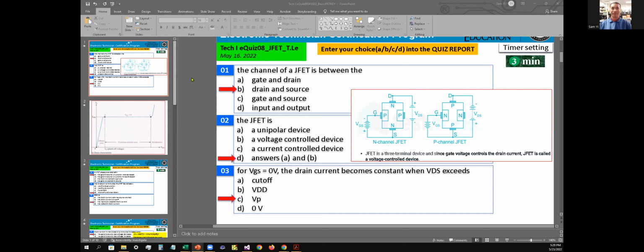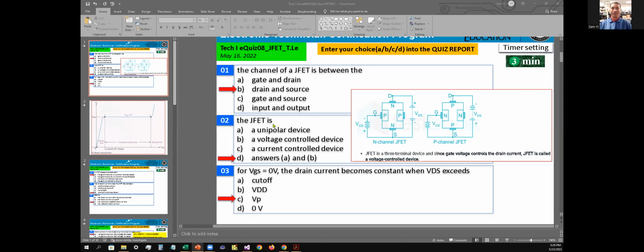Okay, so number one, the channel of a JFET is between, the answer is B as in Bob, the drain and source. Right here, you can see the drain and the source. So it flows right through here. That's the channel. For the P channel, it's going to be from right here, right in the center. So the answer is B, from the drain to the source.